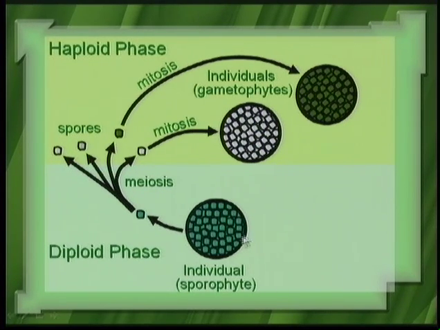You have the individual sporophyte, and in the sex organs of the individual sporophyte, you'll have meiosis happening, and this meiosis will produce haploid spores.